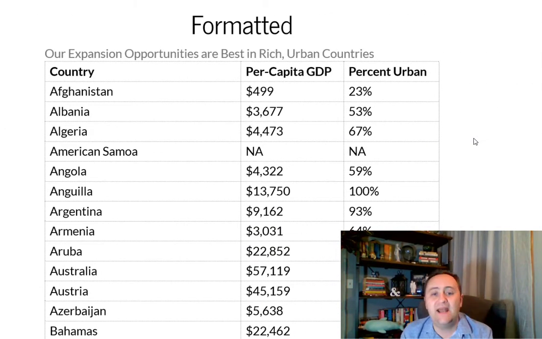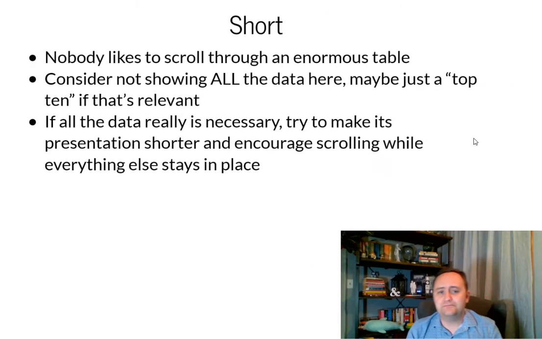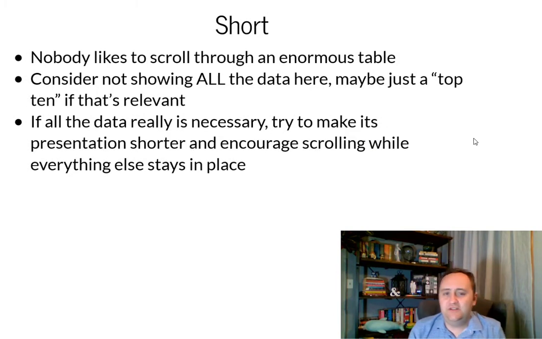So here we've now formatted it. We've got dollars on the per capita GDP, so we know that it's dollars. We've got the percentage sign on percent urban. We still have that NA in there, which is too bad. And we also have way too much data, right? This is every single country in the entire world, probably not what we want, so we can go a little bit further. We want things to be short. So let's figure out what is the actual relevant data that we want here.